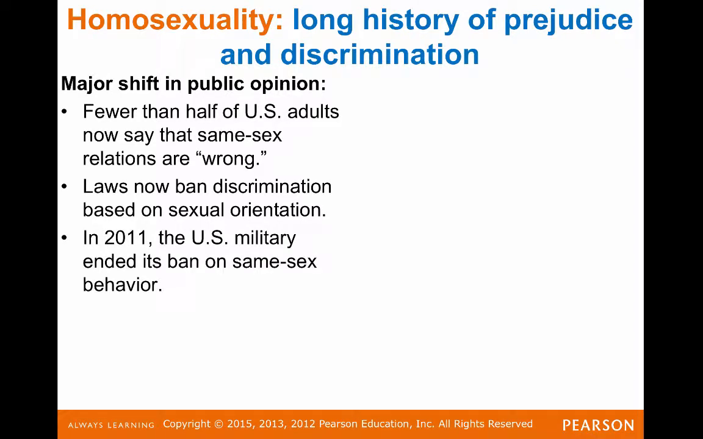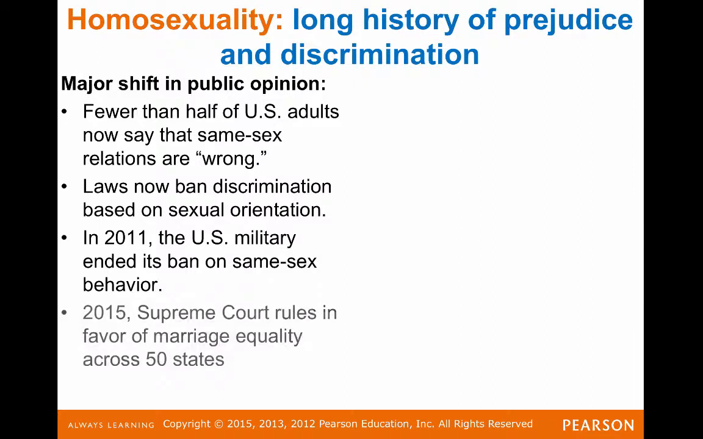In 2011, the US military ended its ban on same-sex behavior, or what they called don't ask, don't tell, which allowed people to serve in the military if they were homosexual, only if they never disclosed their sexuality, which is a ridiculous thing to ask someone to live in a closet. And in 2015, the Supreme Court ruled in favor of marriage equality across 50 states. So that's a huge shift in public opinion, especially in recent years, hence why we're also starting to see a backlash to that in the Trump years.